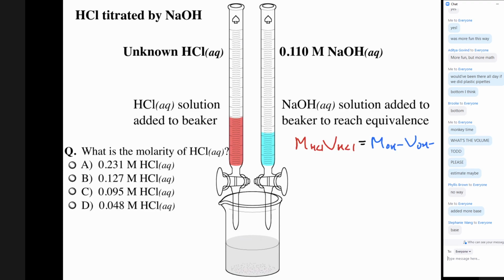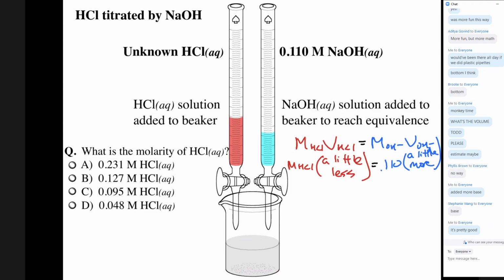Okay, so let me see if I understand this right. I'm going to put this in here as molarity of the HCl. I'm going to call this a little less equals 0.110 times a little more. How many would agree that's some pretty imprecise math?